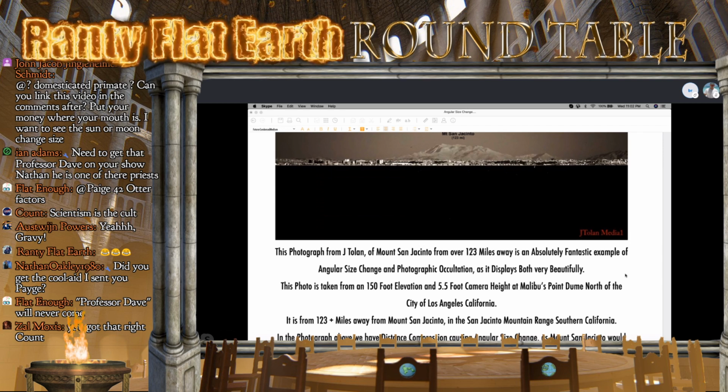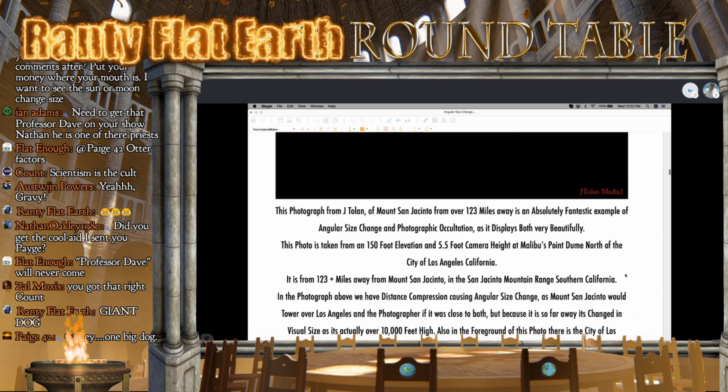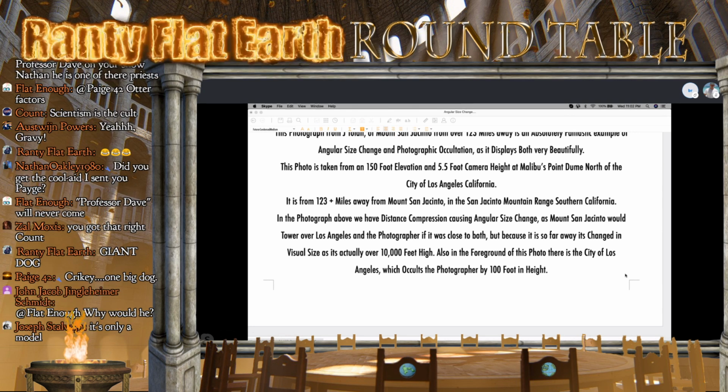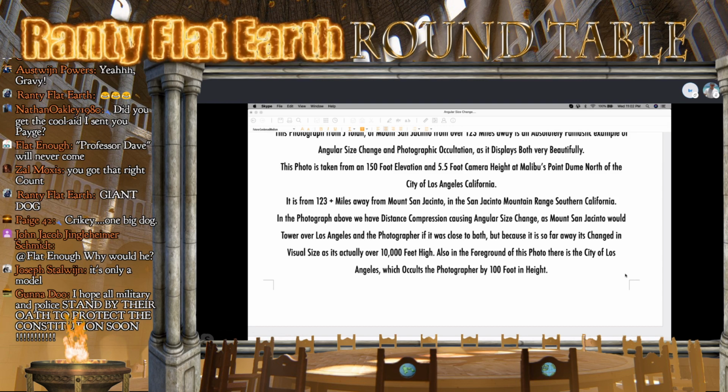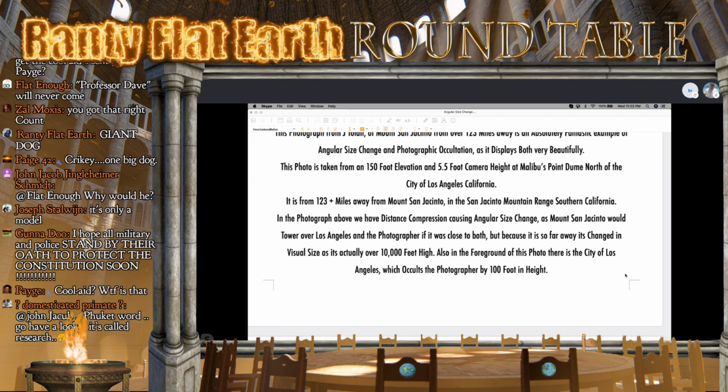This photo was taken from 150-foot elevation and 5.5 foot camera height at Malibu's Point Dume, north of the city of Los Angeles, California. It is from 123 plus miles away from Mount San Jacinto in the San Jacinto mountain range, Southern California. In the photograph above, we have distance compression causing angular size change, as Mount San Jacinto would tower over Los Angeles and the photographer if it was close to both. But because it is so far away, it's changed in visual size as it's actually over 10,000 feet high.